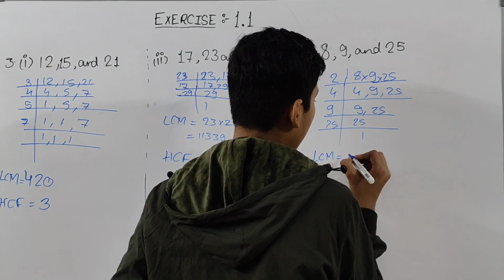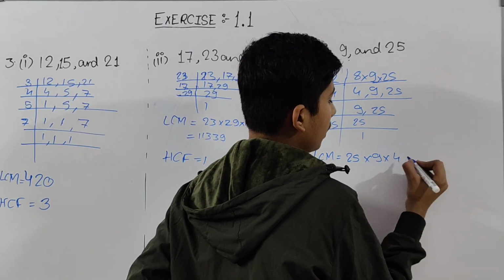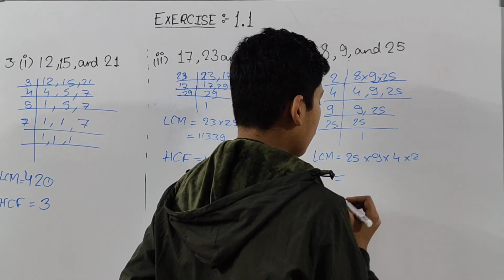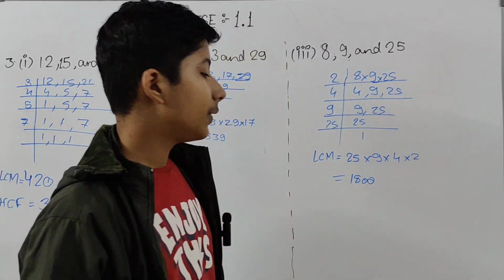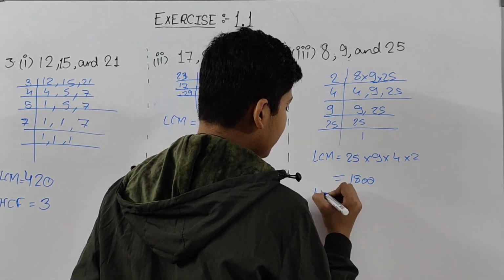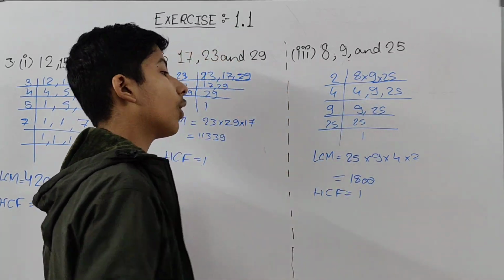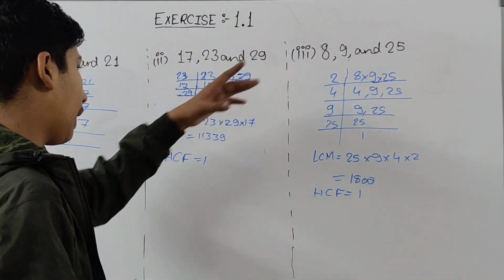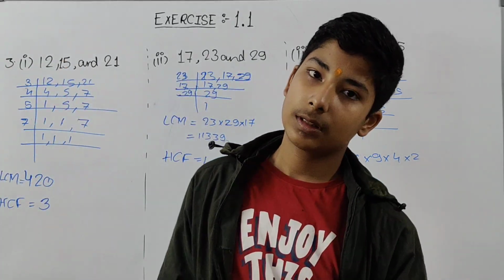LCM will be 25 into 9 into 4 into 2. When we multiply these, we get 1800, which will be our LCM, and HCF will be 1 because they have no common factors. They are co-prime, but they have a common factor. I hope this is clear to you.